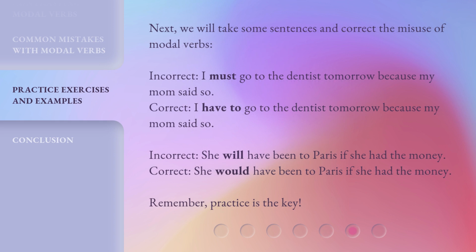Next, we will take some sentences and correct the misuse of modal verbs. Incorrect. I must go to the dentist tomorrow because my mom said so. Correct. I have to go to the dentist tomorrow because my mom said so. Incorrect. She will have been to Paris if she had the money. Correct. She would have been to Paris if she had the money. Remember, practice is the key.